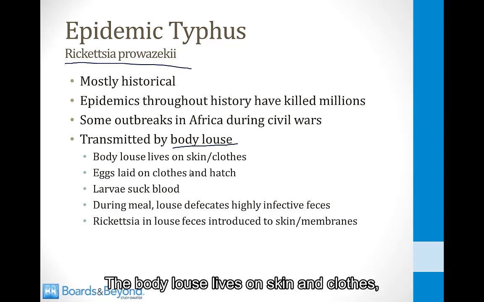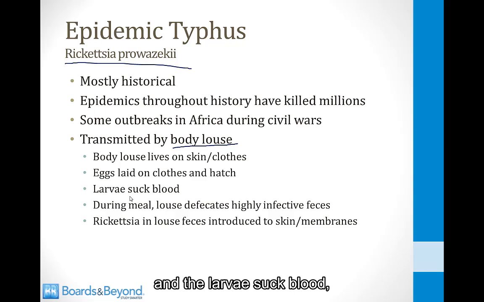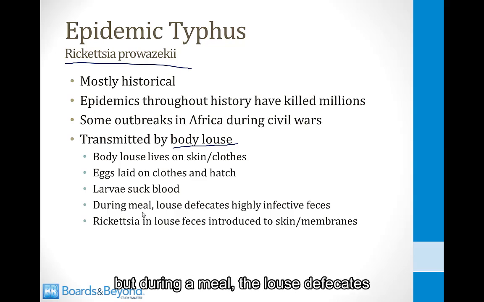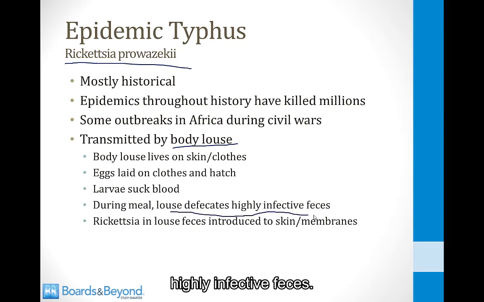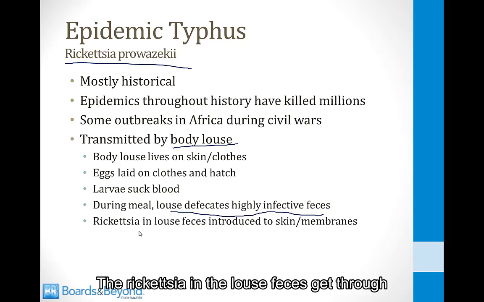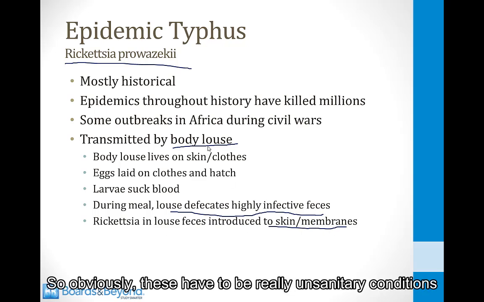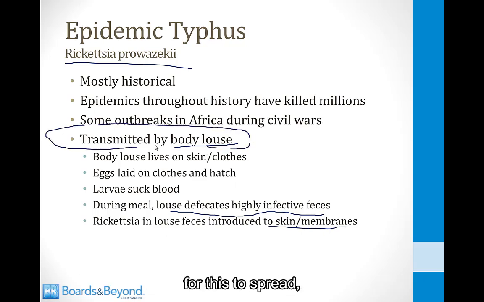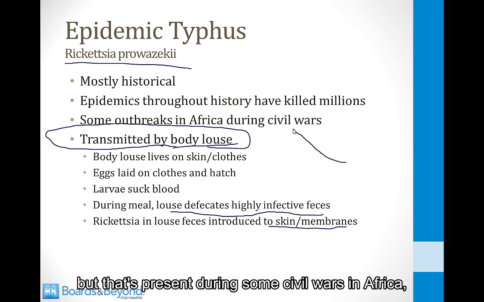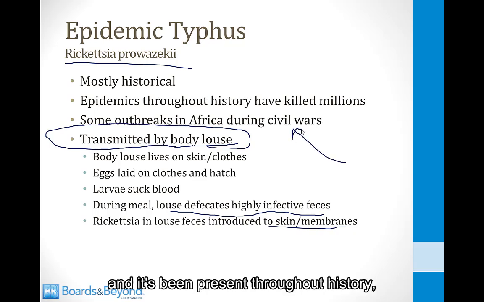The body louse lives on skin and clothes, and then it lays eggs that hatch, and the larvae suck blood, and this is kind of nasty, but during a meal the louse defecates highly infective feces, and the rickettsia in the louse feces get through the skin and membrane. So obviously these have to be really unsanitary conditions for this to spread, but that's present during some civil wars in Africa, and it's been present throughout history, and epidemics of this have broken out.